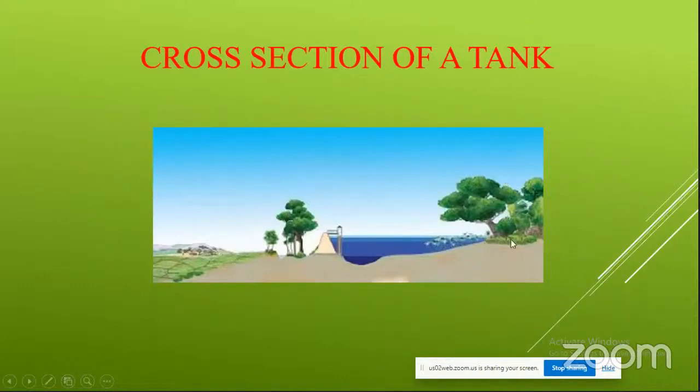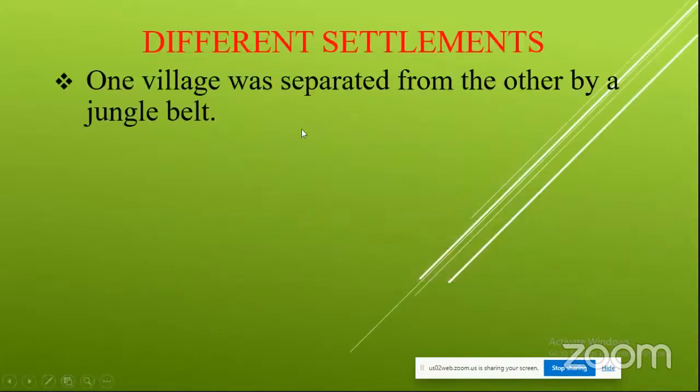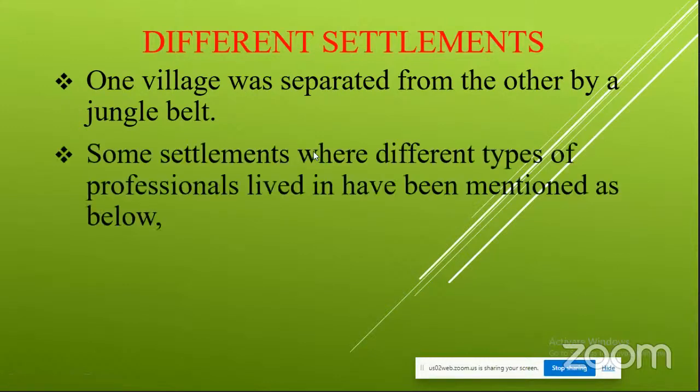So when the rain falls, this is absorbing rainwater and releasing it into the tank, and this is the tank bund. From this tank bund, water is released to the paddy field. However, there were different types of settlements. We know that one village was separated from the other by a jungle belt. Now we can't see any division between villages. One village was adjacent to the other one.